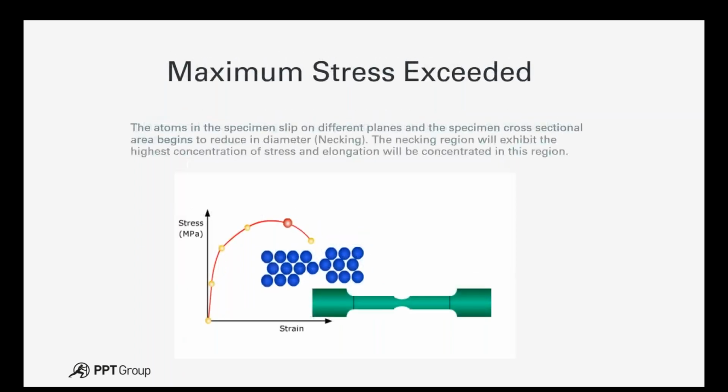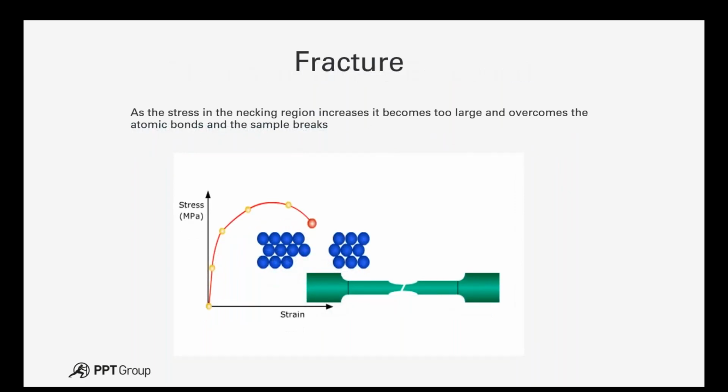Once we exceed maximum stress, we start to see what we call necking in the sample, where we get a reduction in the diameter. The necking region exhibits the highest concentration of stress, because now we have the same amount of force over a much smaller area, and it's all concentrated there. Finally, if we carry on, we will break the bonds. As the stress in the necking region increases, it becomes too large and overcomes the atomic bonds, and the sample breaks. So those are the main points of what you see happening within the sample itself during a tension test.